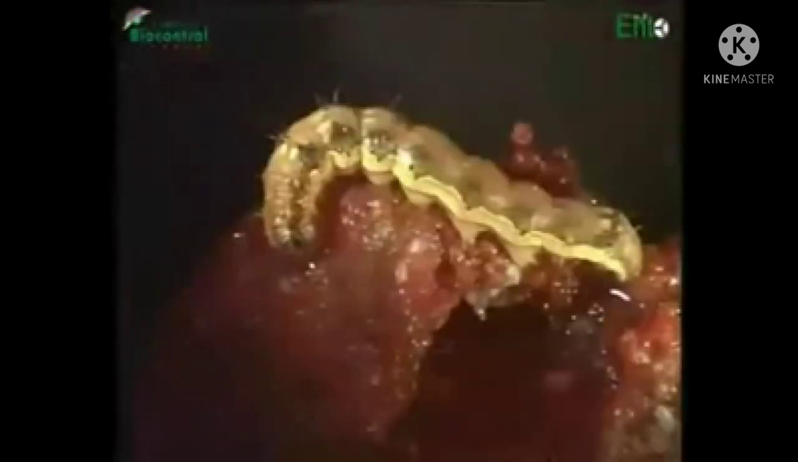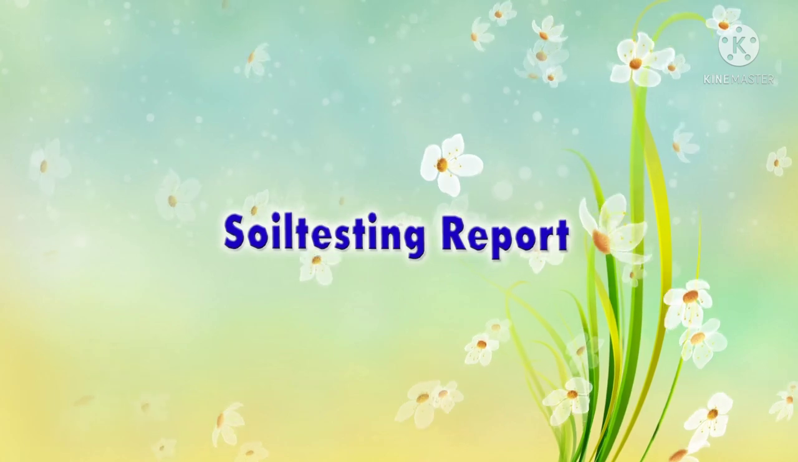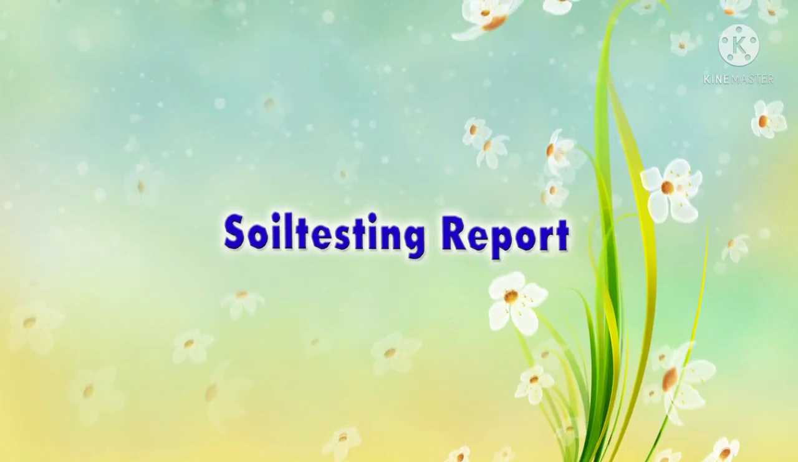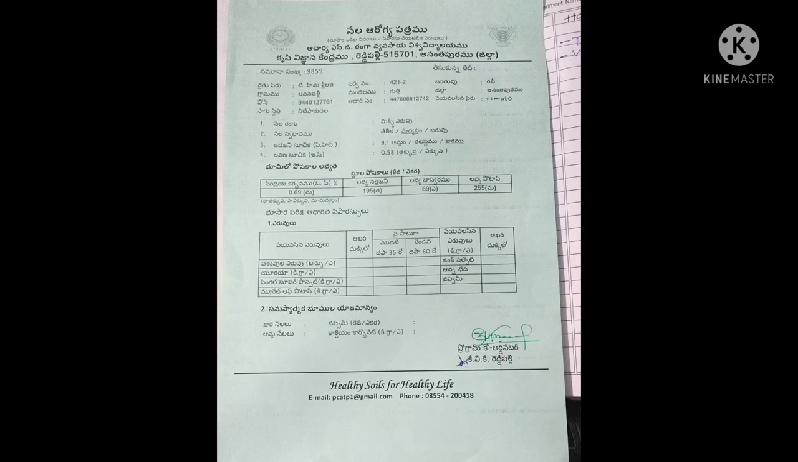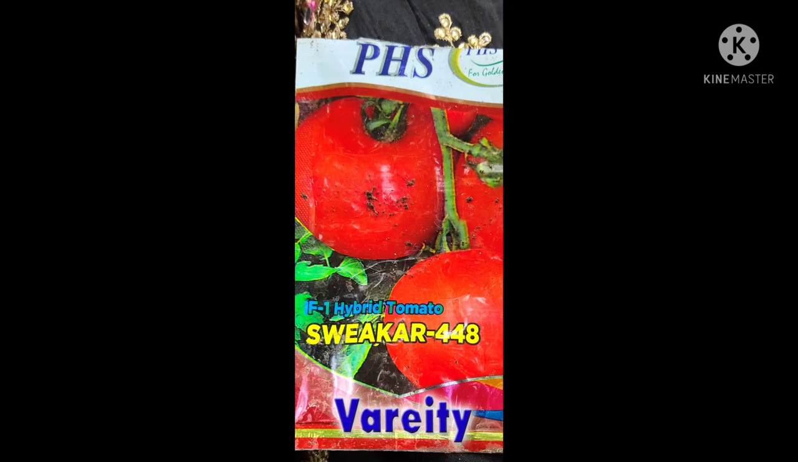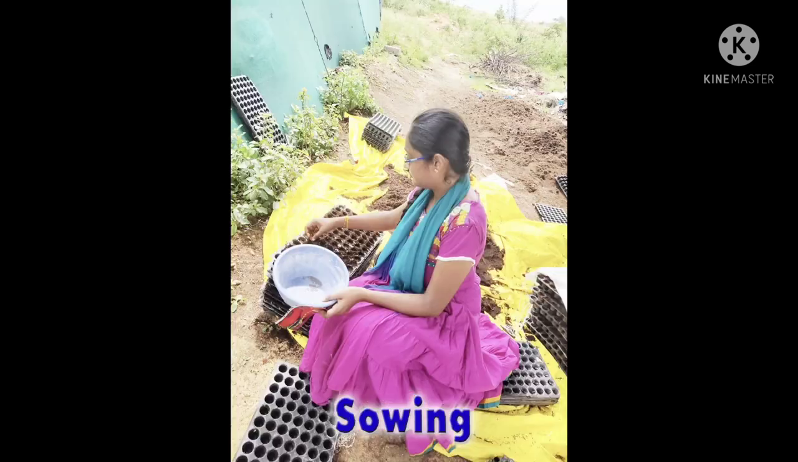These are the molting stages of the Helicoverpa armigera larva. It is feeding vigorously on the red tomato fruit. Some larvae feed vigorously after a saturation period. Some larvae temporarily stay inside the tomato. Next, we will see the images related to the research. This is an F1 hybrid tomato, Swaker 448 variety.